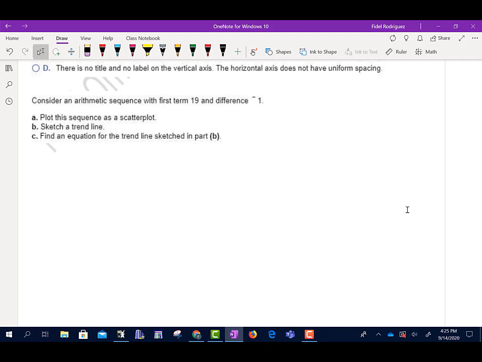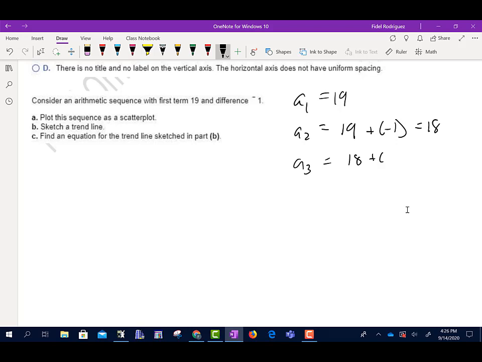So this next problem here says consider an arithmetic sequence with the first term 19 and the difference -1. Okay, plot this as a scatter plot. All right, so let's do this. My first term is going to be 19. My second term is going to be 19 plus a negative 1, which is 18. My third term is going to be 18 plus another negative 1, which is 17. My fourth term will be 17 plus another negative 1, which would be 16, so on and so forth, right?